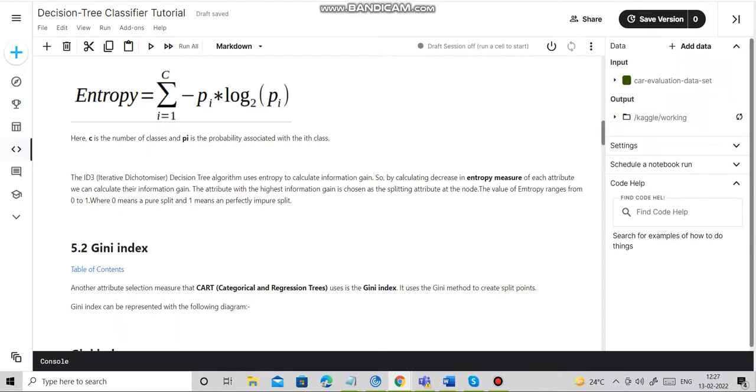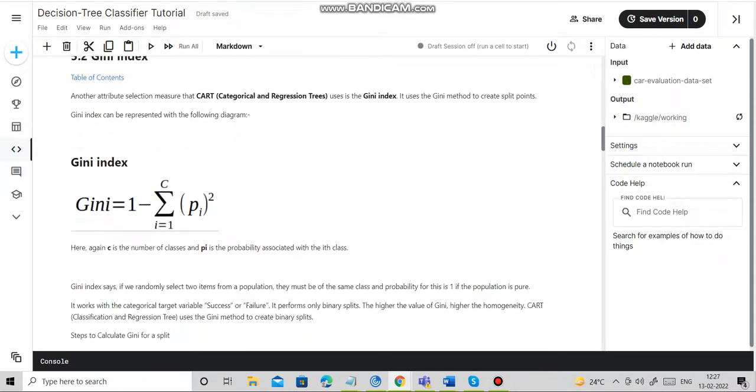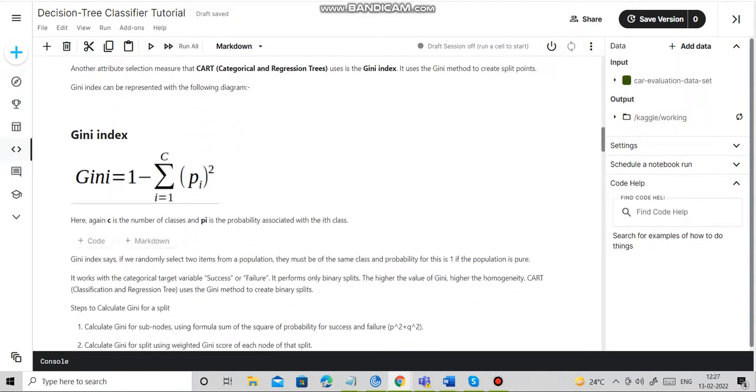Now let's come to Gini coefficient or Gini index. If you see the formula over here, Gini index is 1 minus summation of p_i whole squared, ranging from 1 to c. Again, c being the number of classes and p_i is the probability associated with the ith class. Now we see this has no log term with it, so the calculation is less complex or less time consuming.